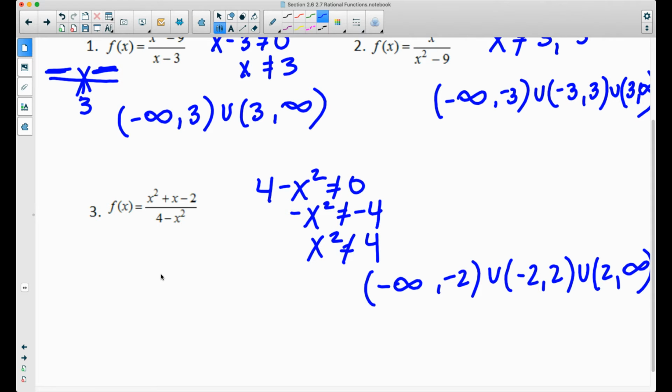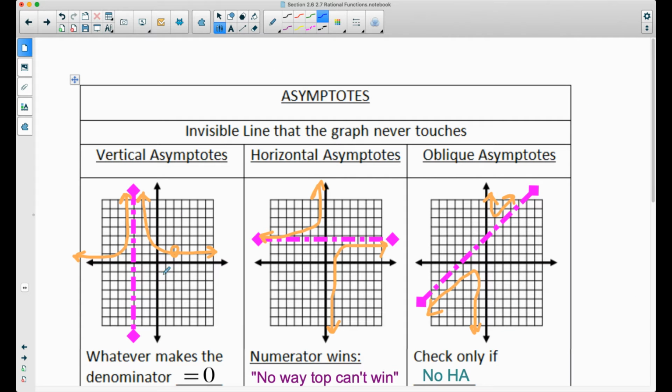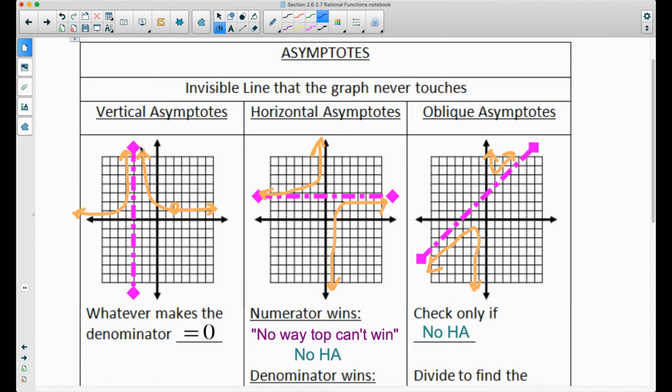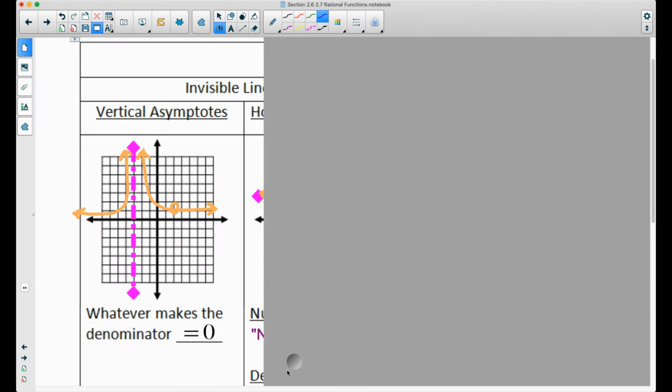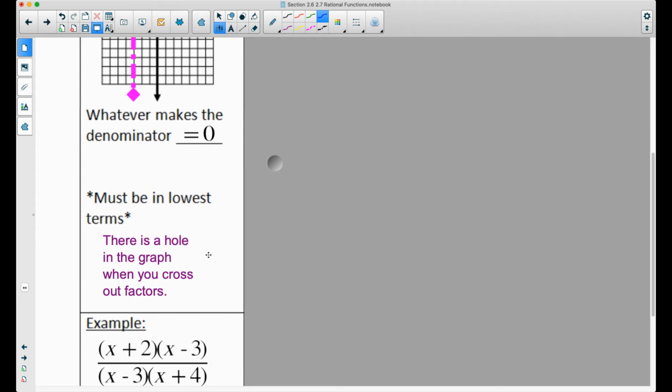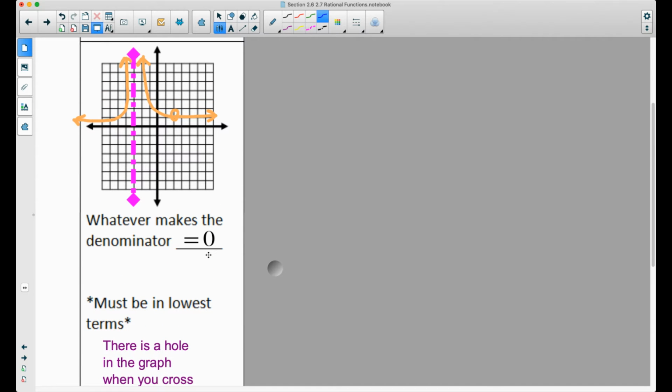So we're going to check our asymptotes. I usually write it on the board over there, but I want to go through each one individually. Okay, so vertical asymptotes: this is whatever makes the denominator equal to 0.